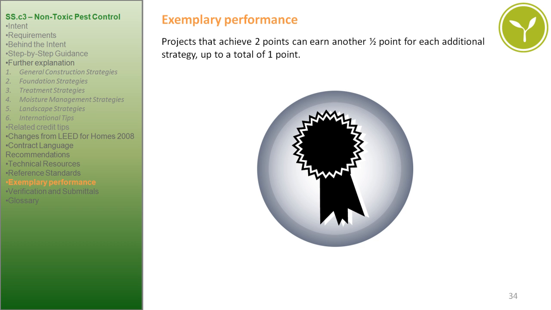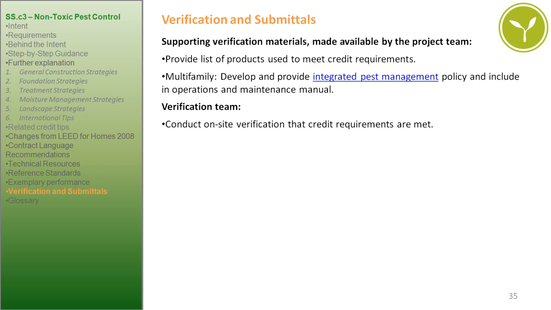Projects that achieve 2 points can earn another 1/2 point for each additional strategy, up to a total of 1 point. Verification and submittals. Supporting verification materials made available by the project team. Provide list of products used to meet credit requirements. Multifamily. Develop and provide integrated pest management policy and include in operations and maintenance manual. For verification team. Conduct on-site verification that credit requirements are met.